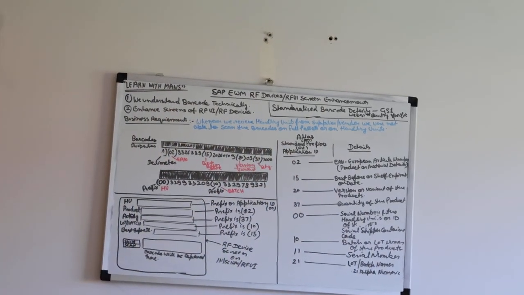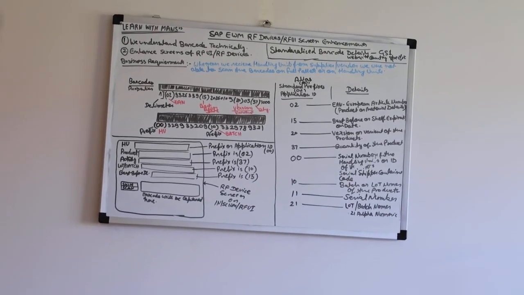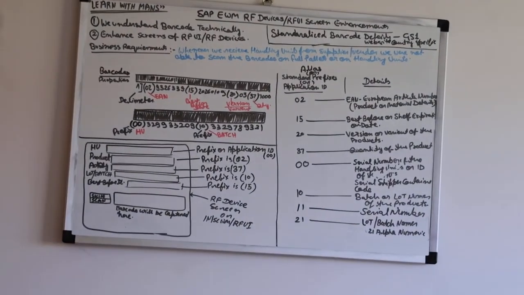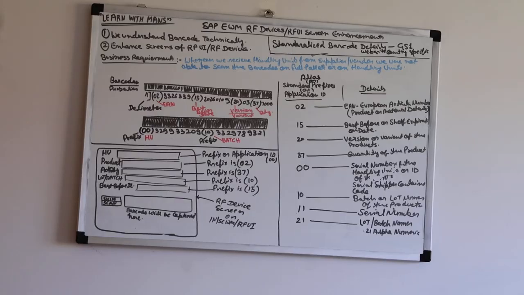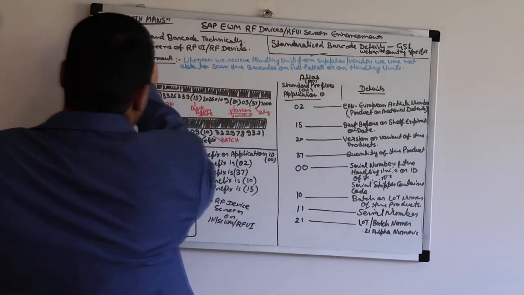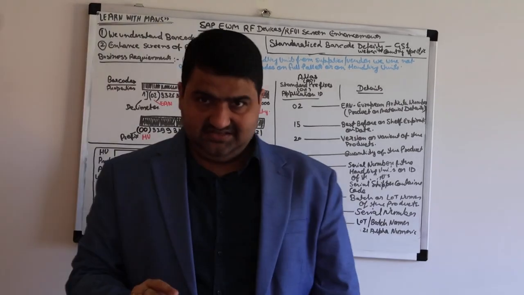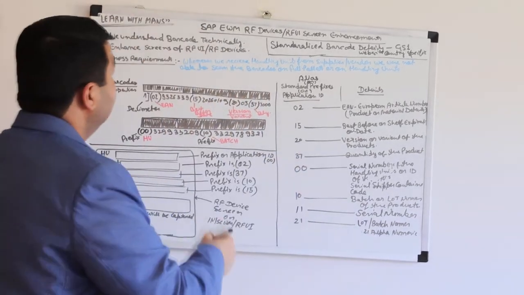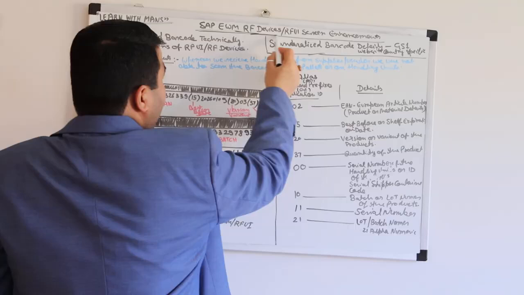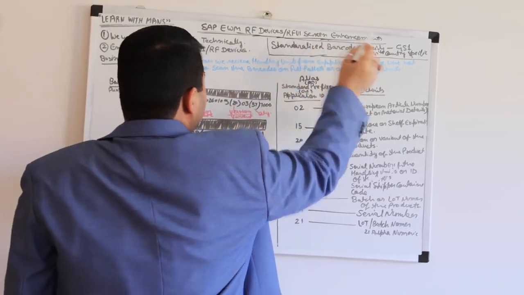I will explain how I mention the business requirement enhancements. First we see the brand name, LearnWithMans. My name is Mans Nagar. SAP EWM, RF devices, RFUI screen enhancements.